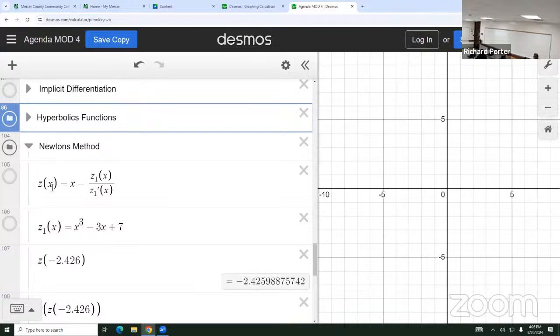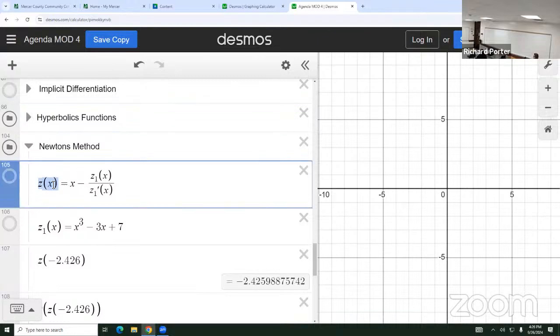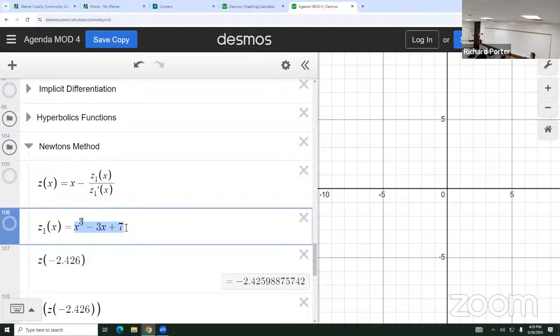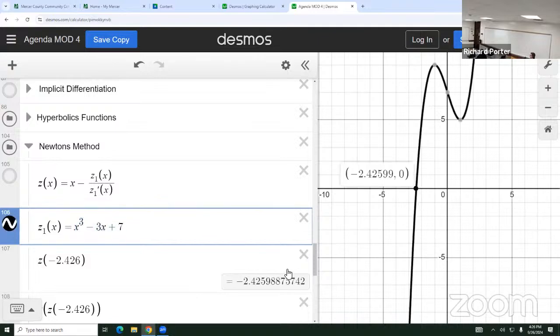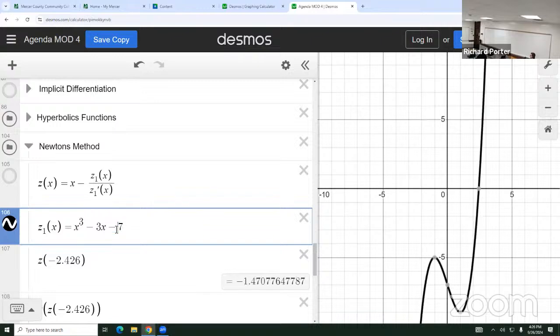Rather you can just create a function z of x equals x minus f of x over f prime of x, where f is whatever function you're trying to find the zero of. Here's the function, x cubed minus 6. So I graph that. I see a zero here, minus 2.43. Okay. What I'm going to do, I'm just going to change this function.